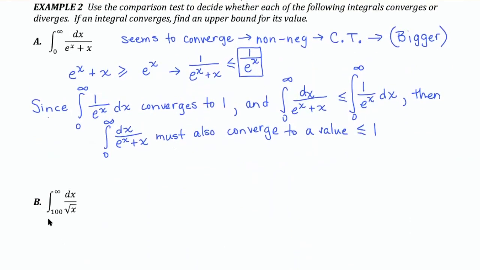All right, now this integral right away, what jumps out at me is the 100 that's sitting down here. That seems odd. We like our lower limits to be zeros or ones for this, so I'm going to have to figure out how to handle that. It's improper because it has an infinity. And we're looking at 1 over the square root of x. So again, converge or diverge?